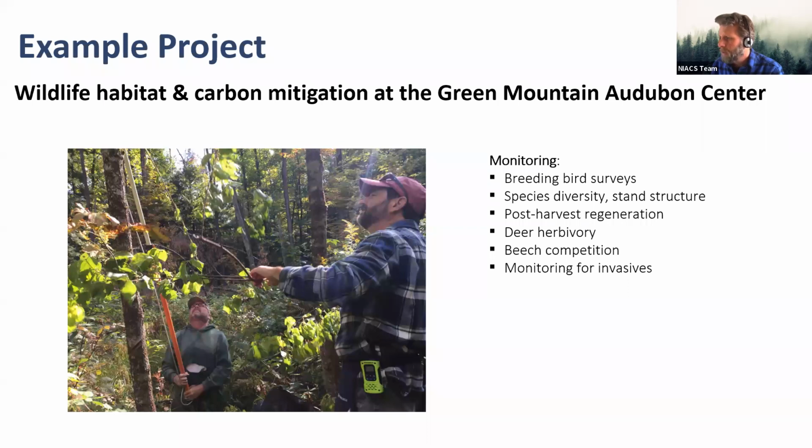And then finally, the monitoring aspects really look back to what those goals and objectives are. And so they identified a number of things to be looking at after implementation of this management plan. That included, of course, breeding bird surveys. They're going to be looking at species diversity, regeneration. How are they doing with managing deer herbivory and beech competition and invasives? So really looking toward those goals and objectives to see, were we effective in our management in meeting those goals and objectives?